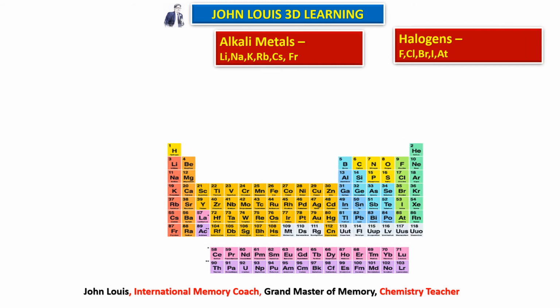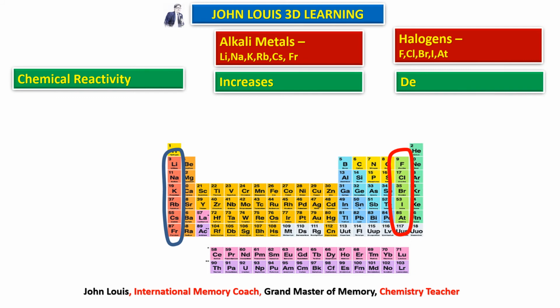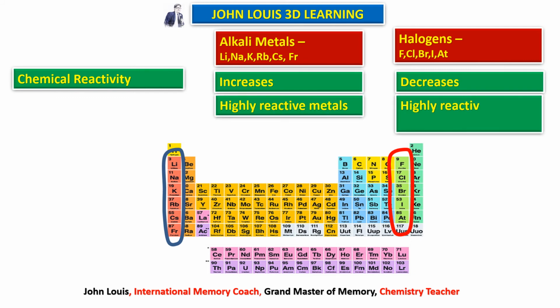So the next property is chemical reactivity: how easily an element can react with other elements. It depends on its tendency to lose or gain electrons. Alkali metals have the tendency to lose electrons. When we go down the group, the atomic size increases, so it can easily donate its electron. Therefore, chemical reactivity increases when we go down.